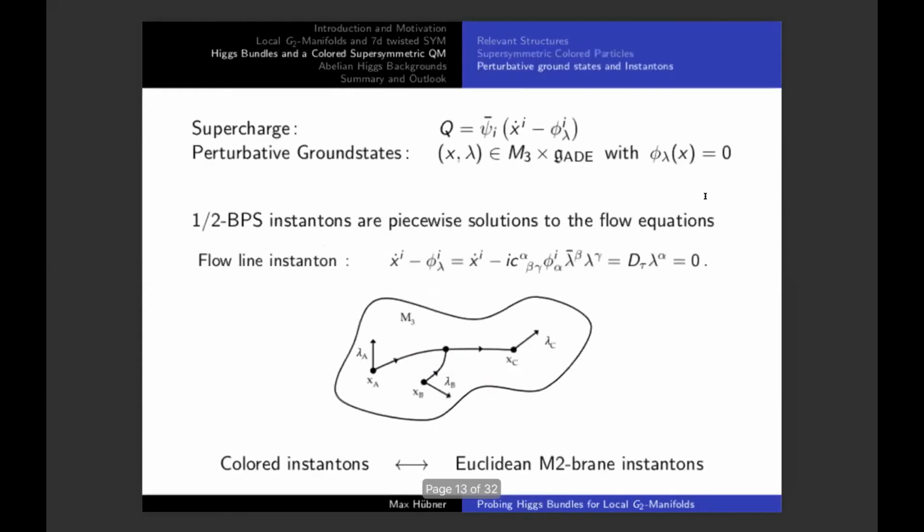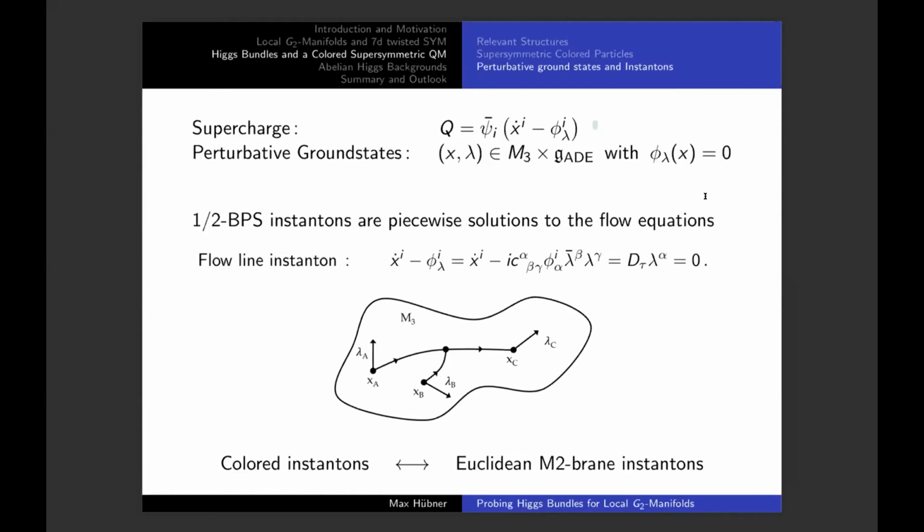So I just argued that we can analyze the zero modes in the compactification of the 7D super Yang-Mills theory by having a look at the ground states of this quantum mechanics. And so we're interested in analyzing the perturbative ground states and the instantons of this quantum mechanics. So the starting point here is the supercharge Q, which is written out here before it's quantized. Perturbative ground states are then given by constant maps, which are annihilated by both the supercharge and its conjugate.